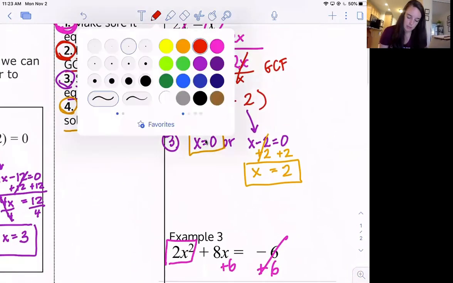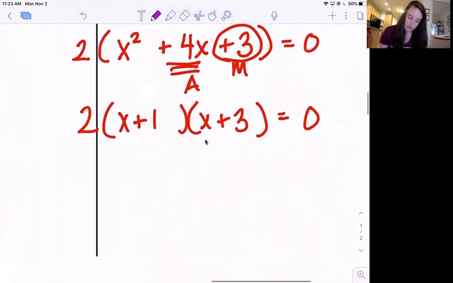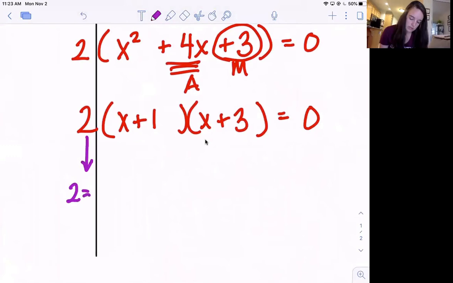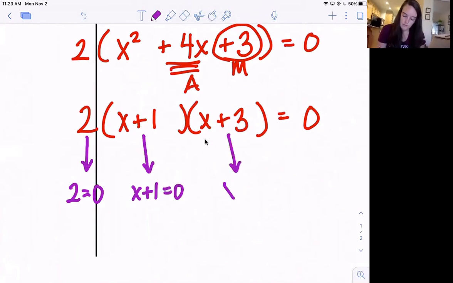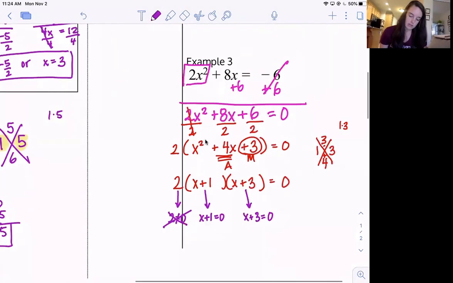My third step, my purple step, set each factor equal to 0. So I'm gonna say, okay, 2 is equal to 0. That's weird. I'm gonna think about that one up further. X plus 1 equals 0. X plus 3 equals 0. Okay. I know 2 does not equal 0. Right? 2 does not equal 0. So this is not a solution. If I have just a number by itself, I don't have to do anything with that because 2 does not equal 0. Here I have x plus 1 equals 0.